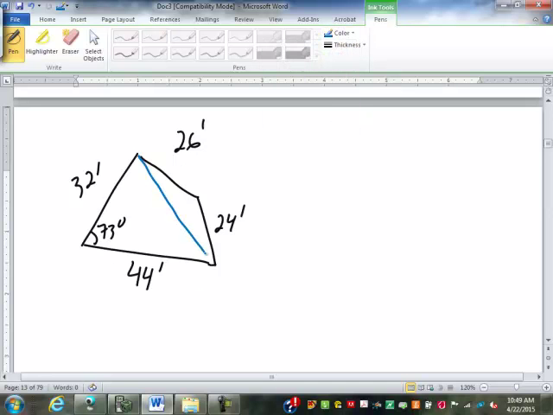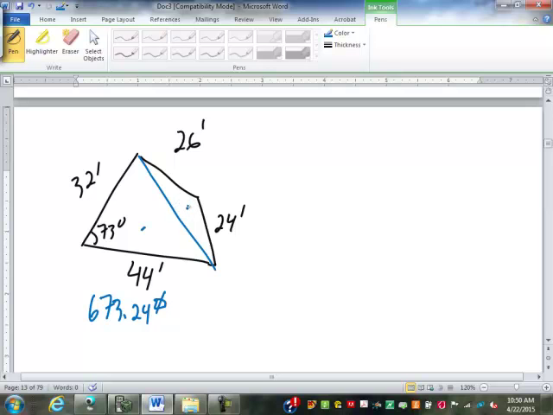Now, if I cut it across here, we can find the area of this triangle. A times B times sine of C over 2, right? That area would simply be 673.24, I believe, square feet.